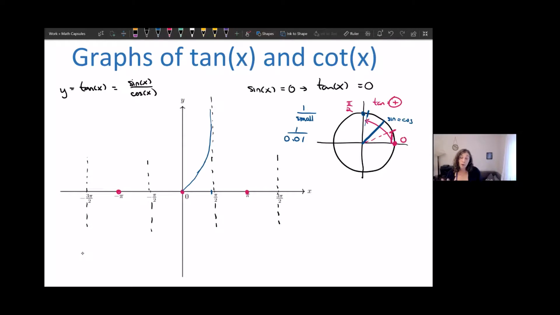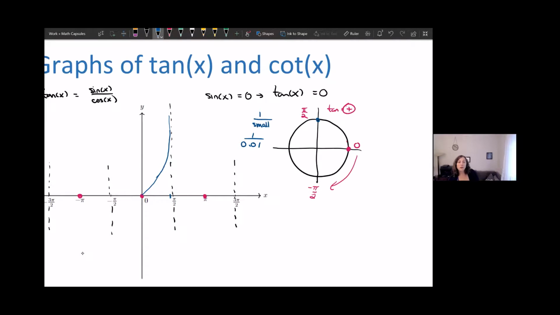I wonder if you could think about what happens as your angle travels from 0 until negative pi over 2. That would tell me the graph over on the left-hand side of 0 here for tan. Try to think about that. Pause and unpause when you're ready for me to do it.